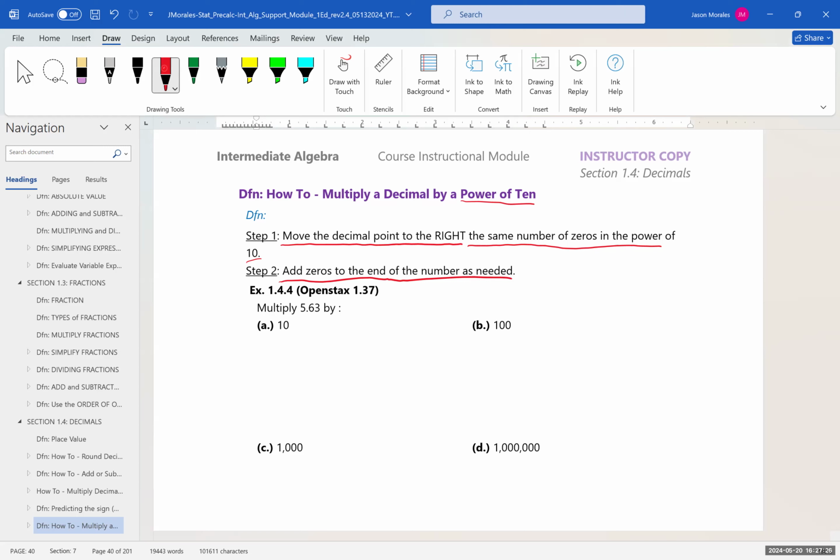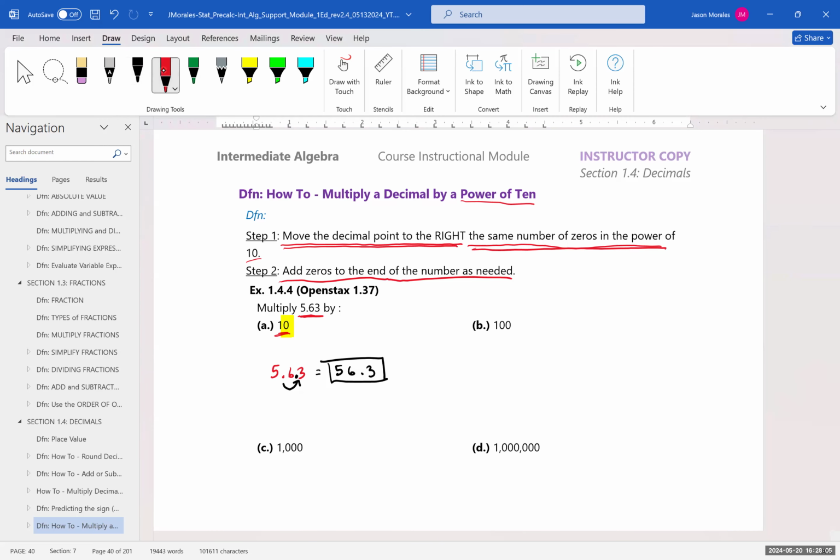All right, so we're going to multiply this decimal 5.63 by these different powers of 10. The first thing we're going to do is multiply 5.63 times 10. So step one is to move the decimal point to the right the same number of zeros in the power of 10. So how many zeros do we have? We've only got 1 zero. So because we've got 1 zero, we're going to move the decimal place one place to the right. So we would get 56.3.